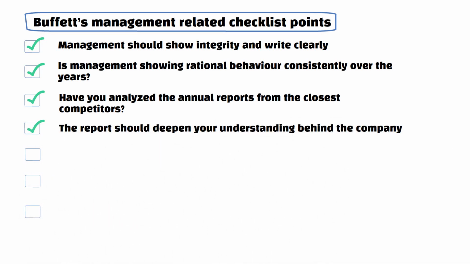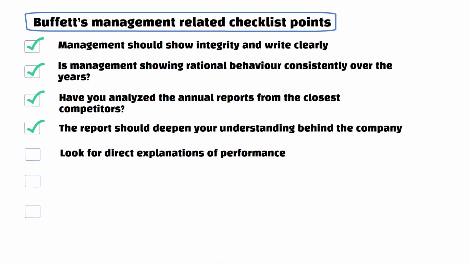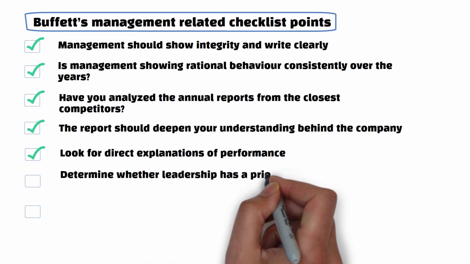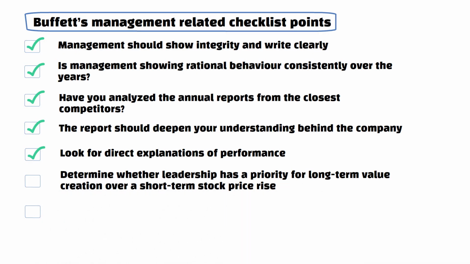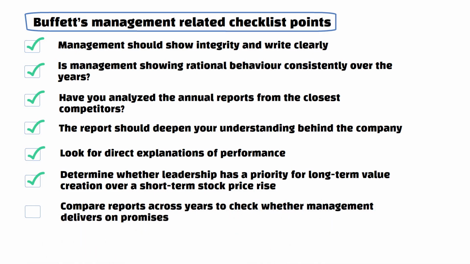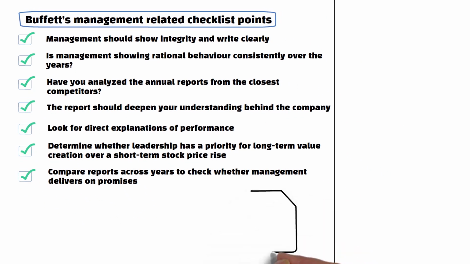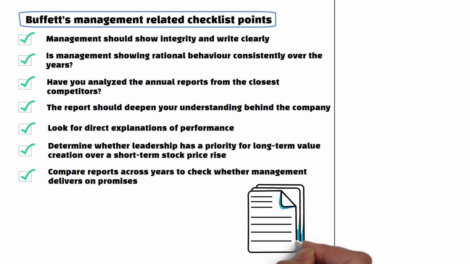And honest reports discuss difficulties, not just achievements. Look for direct explanations of performance. Determine whether leadership has a priority for long-term value creation over a short-term stock price rise. And the 8th management-related checkpoint is compare reports across years to check whether management delivers on promises. For Warren Buffett, annual reports are not paperwork. Instead, they are the foundation of intelligent investing, and those willing to read them carefully gain a better understanding of the stock.